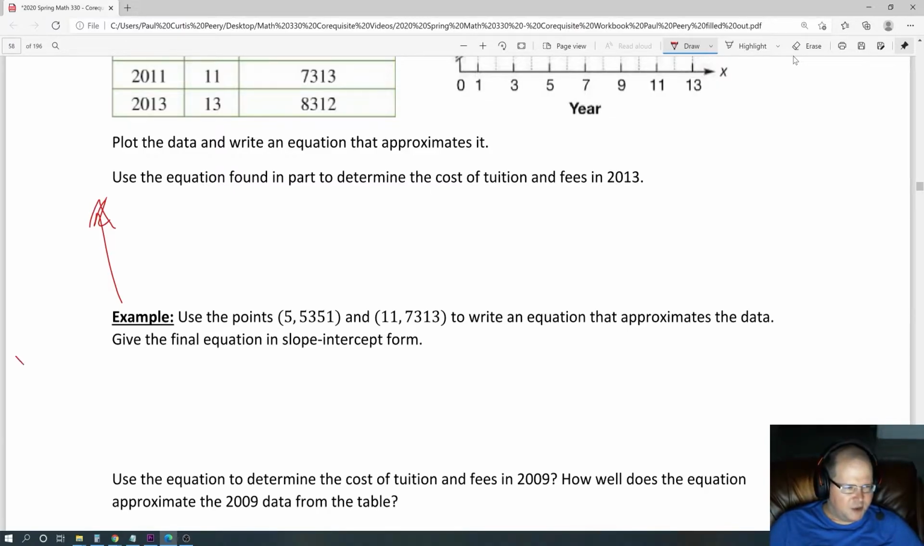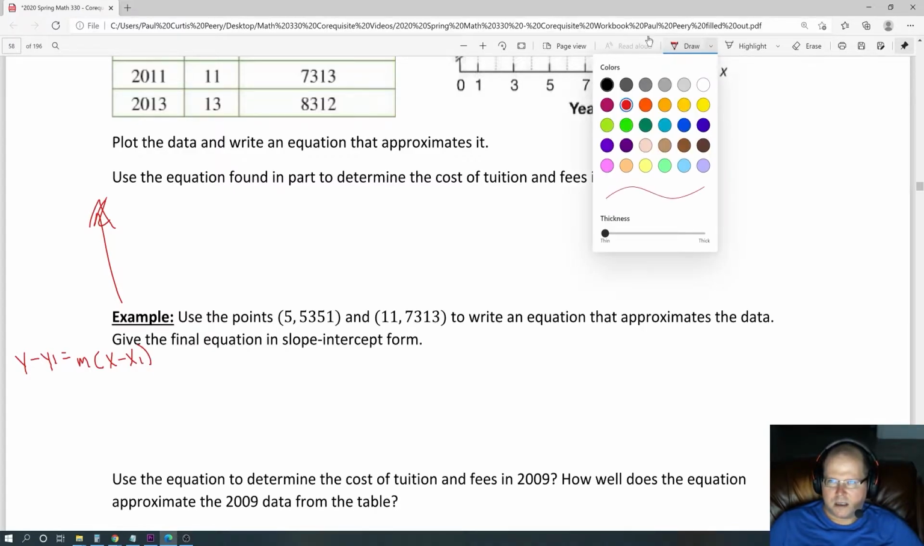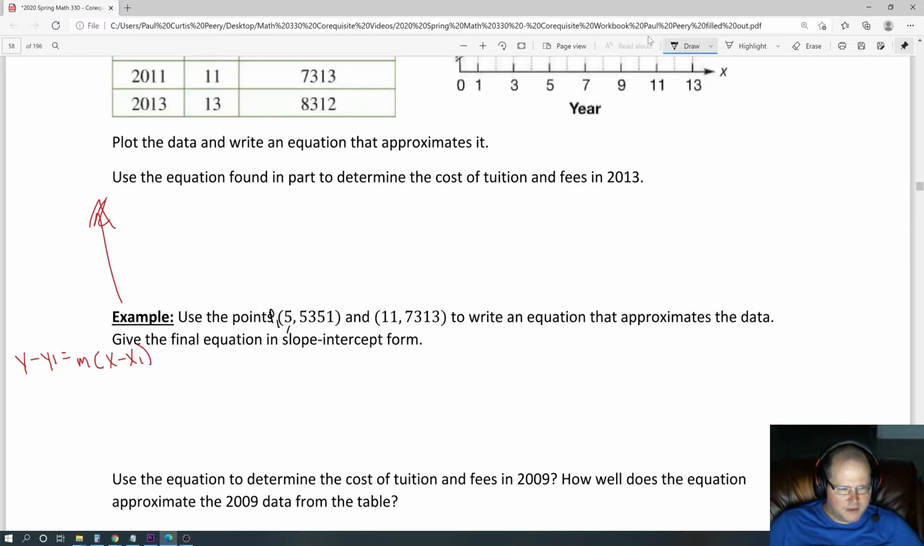If I want to write a linear equation, I'm going to use the point slope formula of y minus y1 is equal to m multiplied by x minus x1. Let's go back to black. Now in this case, we could label this as point 1, and this is x1, and this is y1, and this would be point 2, x2, and y2. And we will use the slope formula of m is equal to y2 minus y1 over x2 minus x1.